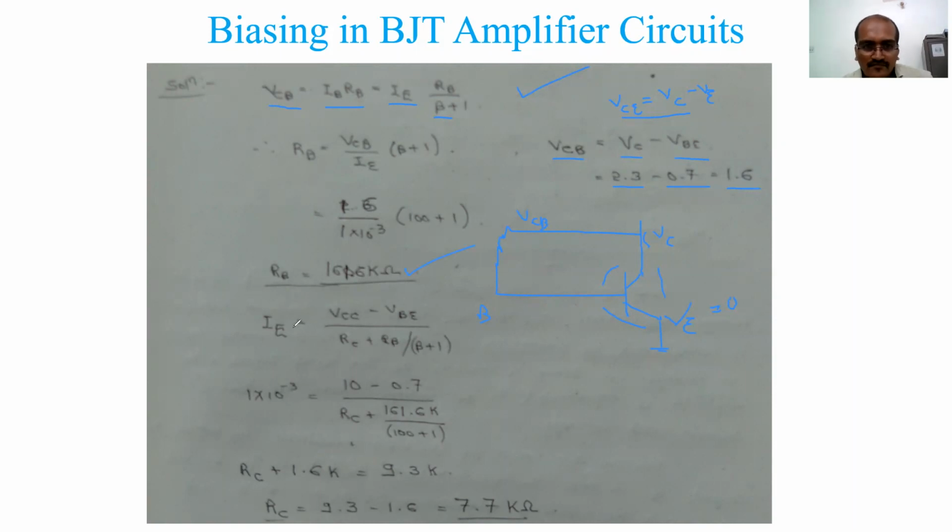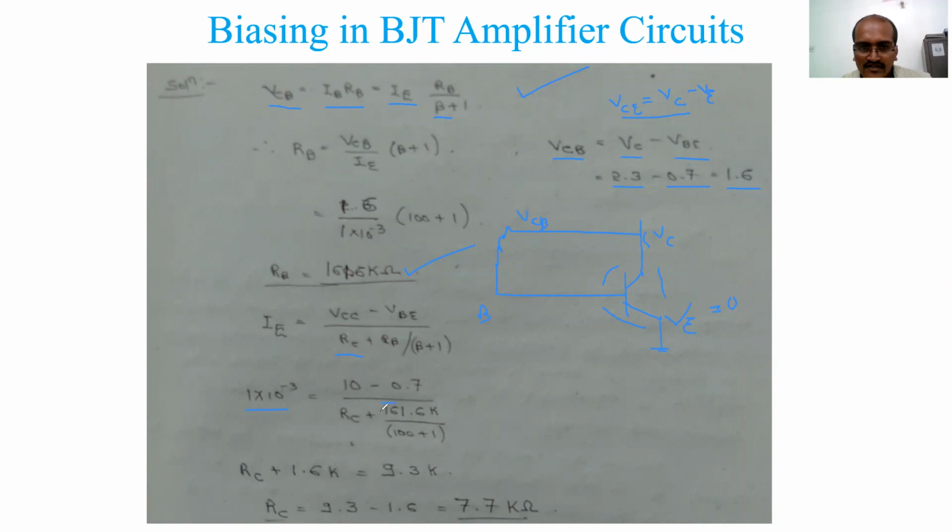Next, the IE value. That is the first equation I will use: VCC minus VBE by RC plus RB by (beta plus 1). This equation we have derived now, so I will use it. Everything is known here, only RC is unknown. That's why I will substitute. IE is 1 milliamp, VCC is 10, VBE is 0.7, RC unknown, and RB value is 161.6 and beta plus 1. Everything I have substituted. I have to calculate RC here.